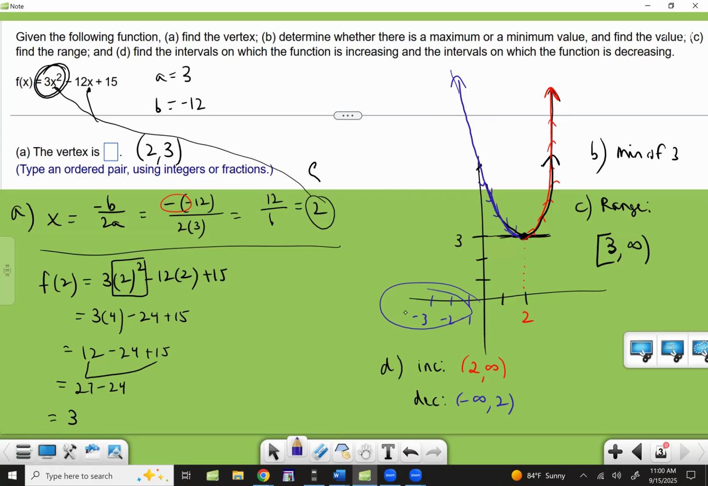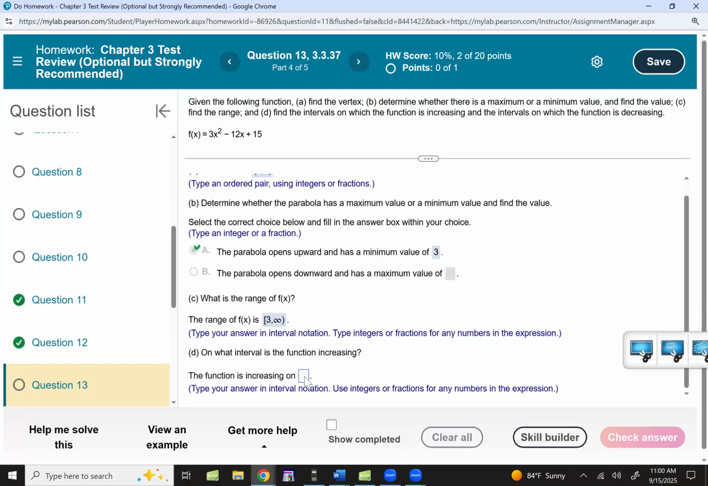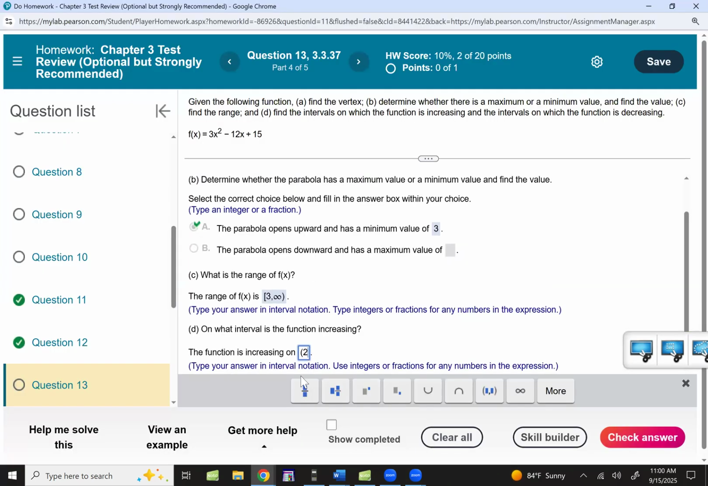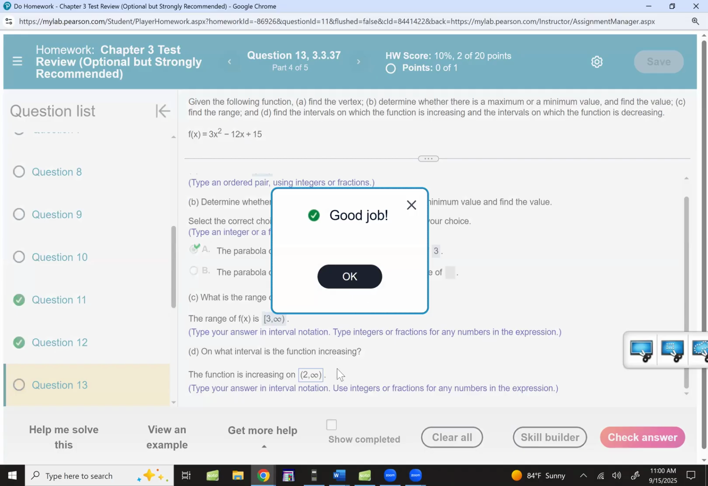So remember, always think about the x-axis when you're doing this. Don't think, oh, it points upwards, so that must be a positive infinity. Think when it goes to the left, it's a negative infinity. When it goes to the right, it's a positive infinity. Okay, so 2 to infinity is the increasing. And then the decreasing was negative infinity to 2.